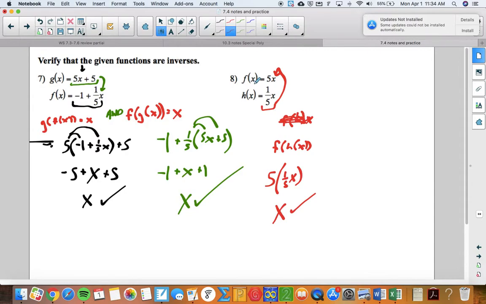Now let's try the other one, which would be h of f of x. So now this function is my input, and I put it in place of x in the other one. So it's going to be 1/5 times the function f, and the function f is 5x. So now I just multiply that together, and 1/5 of 5x is x. So hey, it mapped itself back. So yes, they are truly inverse functions.